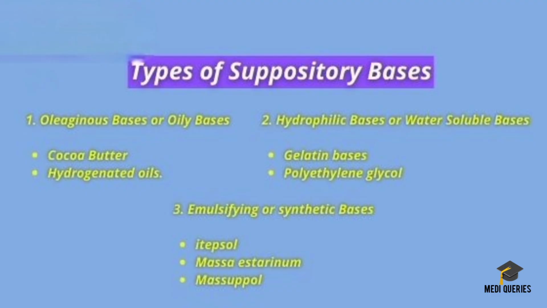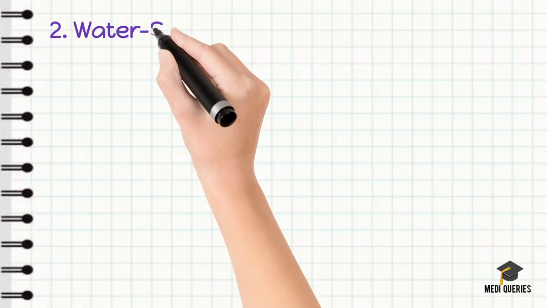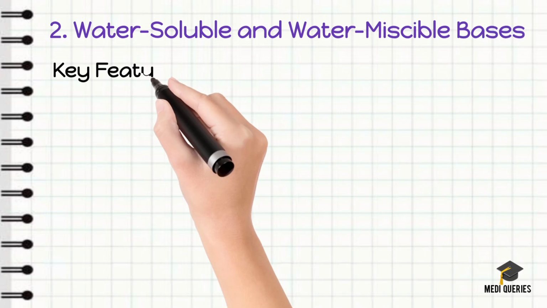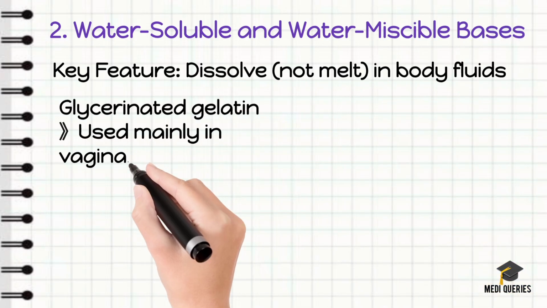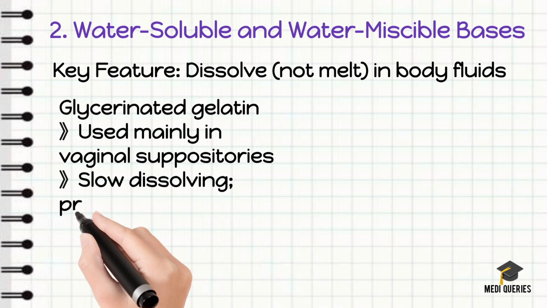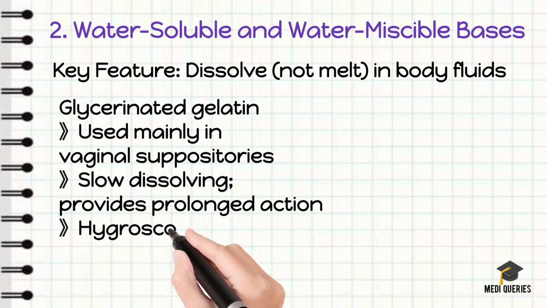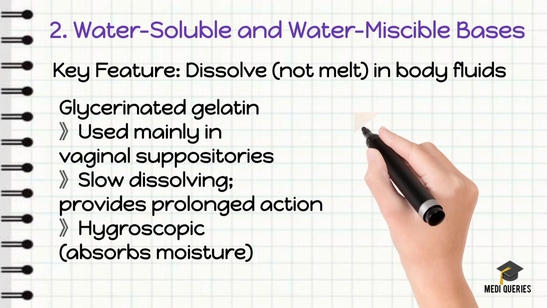So next one is the water soluble bases. Glycerinated gelatin is a water soluble base commonly used in vaginal suppositories. It dissolves slowly in the mucosal secretions, allowing for prolonged drug release here.